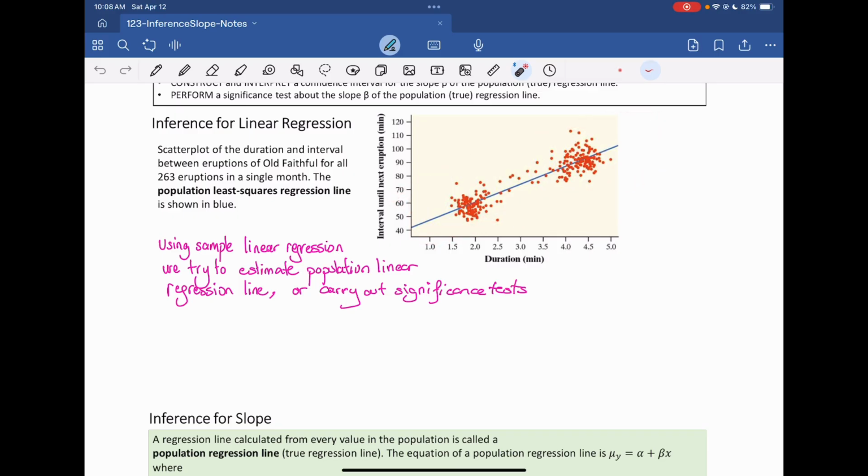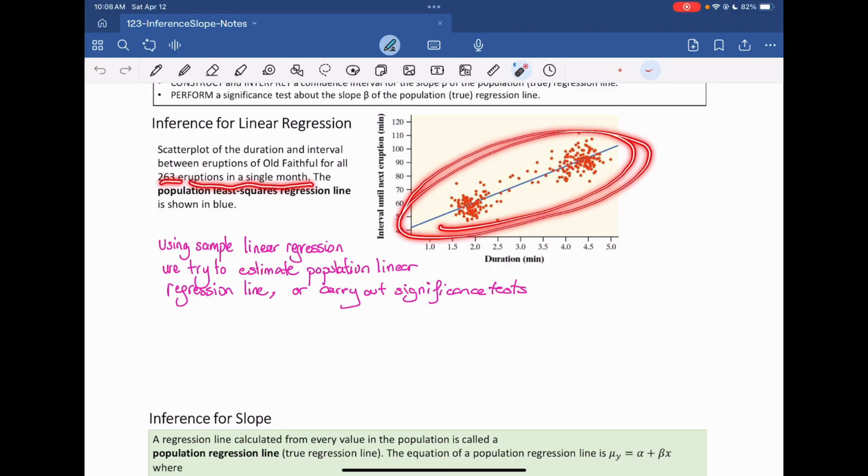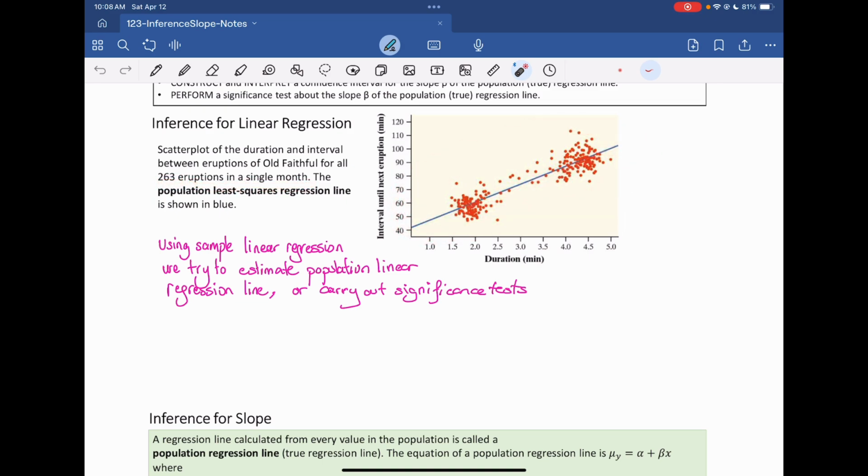So in other words, they took all the Old Faithful eruptions, the 263 eruptions in a single month, and they plotted it. So the population is all the eruptions in a single month. Then they found the linear regression line that fits this population data. And this is like our ultimate goal. We want this, because it's going to give us the most accurate predictions for that specific month, for example.